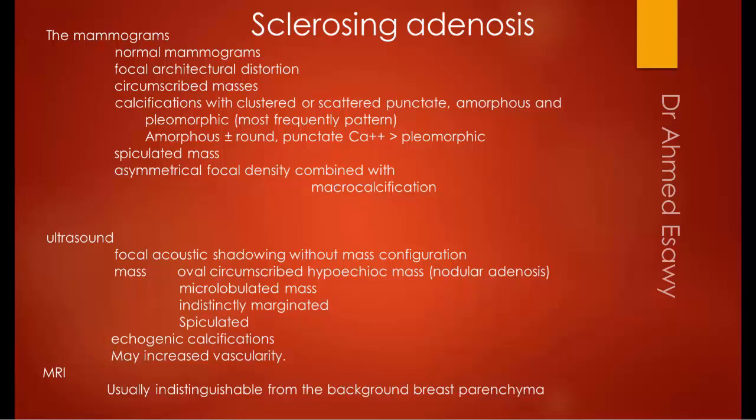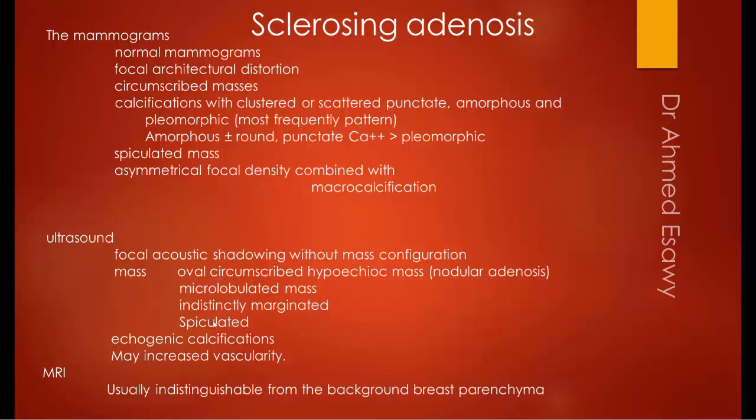Ultrasound in sclerosing adenosis shows either focal acoustic shadowing without mass configuration or a mass-like area. This mass is seen as a circumscribed hypoechoic mass, nodular adenosis, microlobulated mass, or indistinctly marginated spiculated mass.